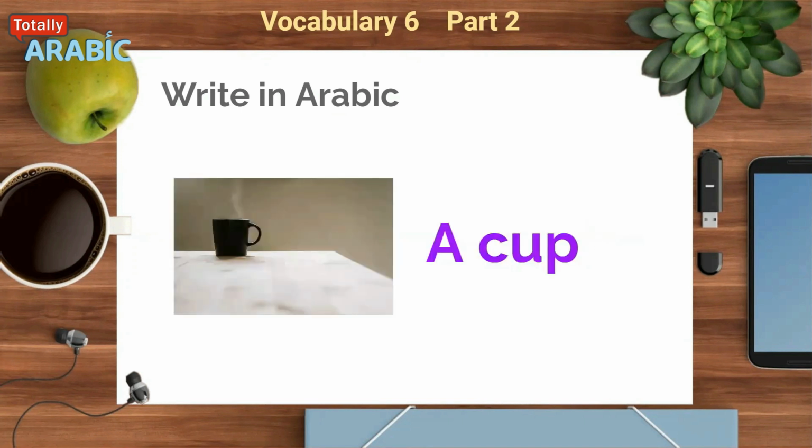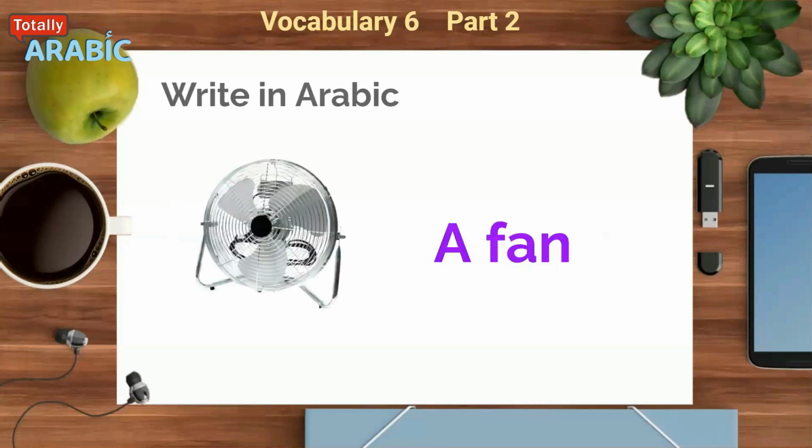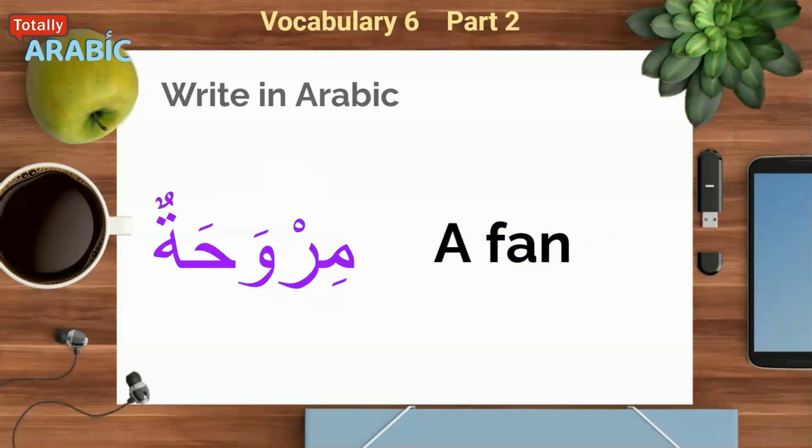كوب. كوب is on the screen. 3 letters. كوب. مروحة. مروحة is on the screen. 5 letters. مروحة.